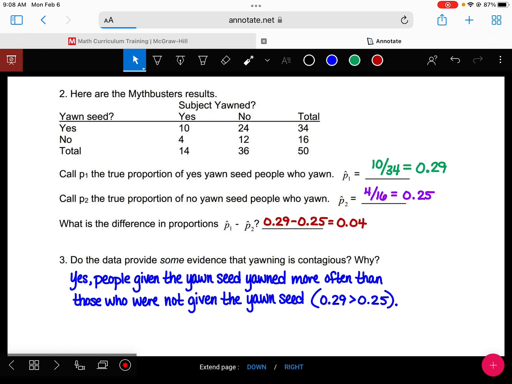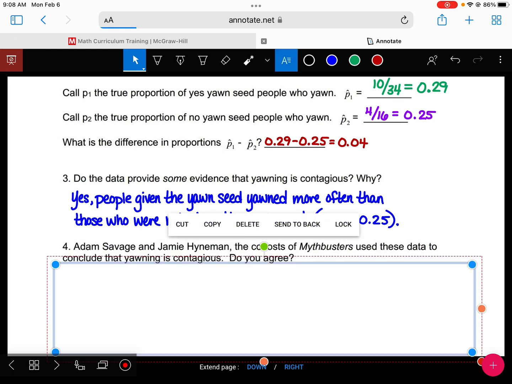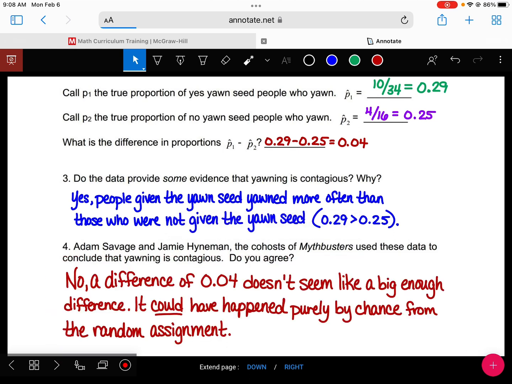Some people were more tired. Maybe the people that got put in the yawn seed group were just more tired. And maybe the random assignment is accounting for this difference and not the yawn seed. A difference of 0.04 doesn't seem like a big enough difference. It could have happened purely by chance from the random assignment.